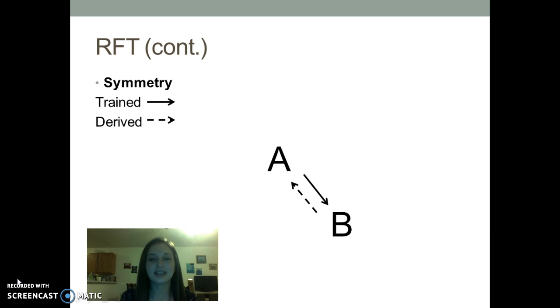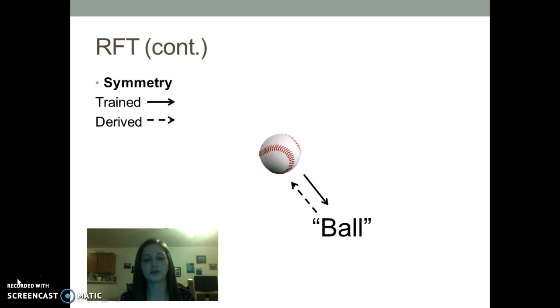So then next is symmetry, where it gets a little bit more interesting. So stimulus A is then taught that it's the same as stimulus B, which is a completely different stimulus. And then the learner derives that B must be the same as A. So with the ball example, you show the picture of the ball, and that is the same as uttering the word ball. So then when the learner hears the word ball, they derive that that must be the same as the picture of the ball.